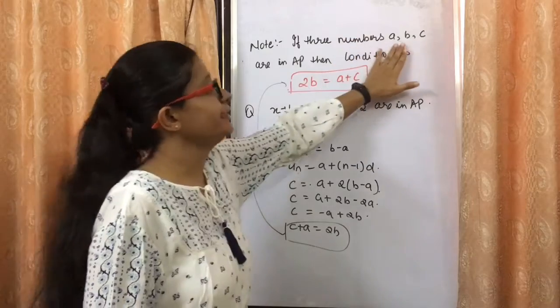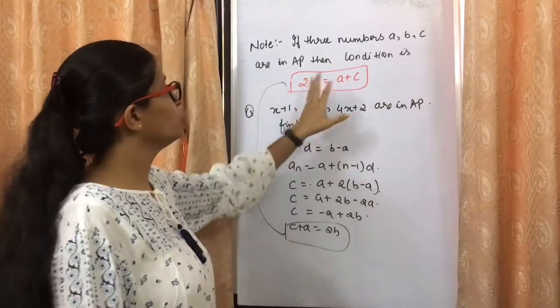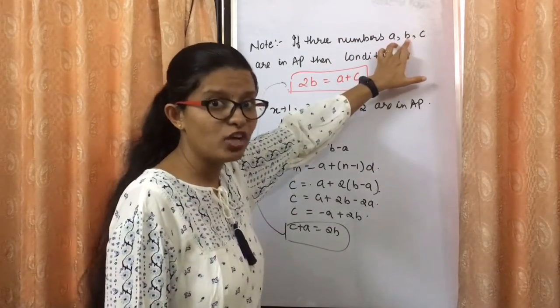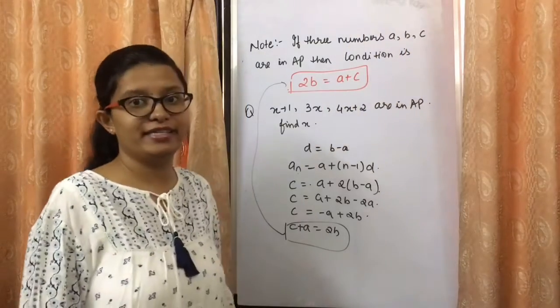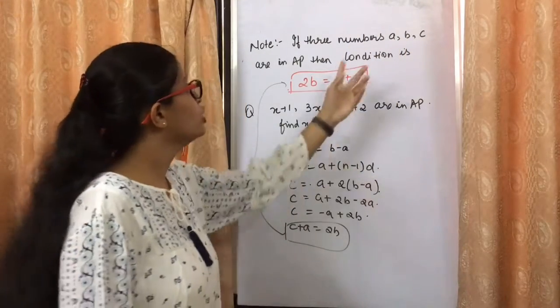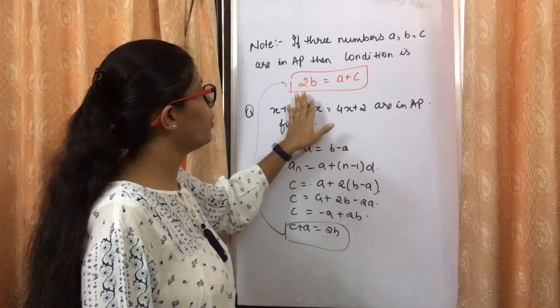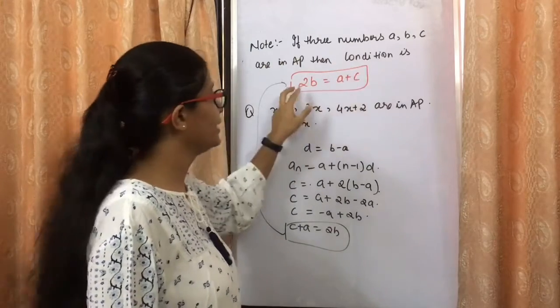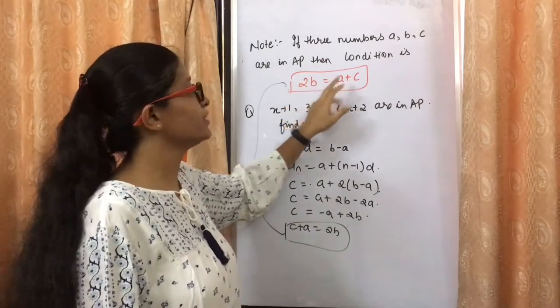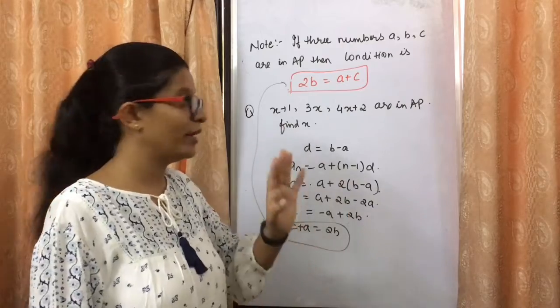Point ऐसा है, अगर तीन numbers A, B, C में दिए हैं, तो twice of the middle term will be the sum of the extremities. So this is the note point which we have. If the three numbers are in AP, the condition will be 2B is equals to A plus C.